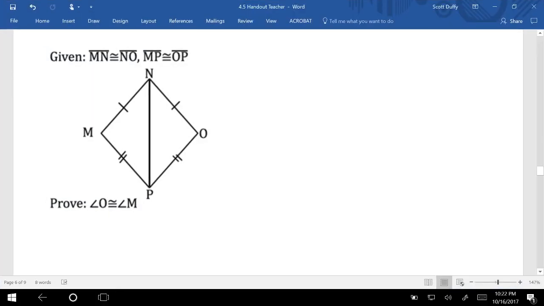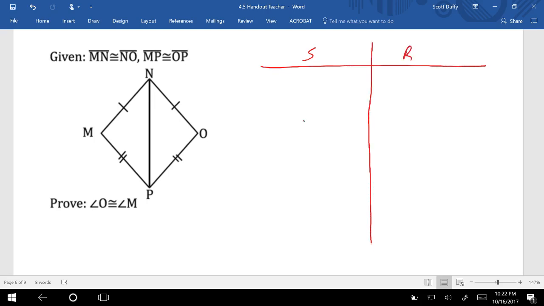Moving on to the page with our proofs. What I am given, so I'm going to say statement, reason. I'll say MN is congruent to NO as given. MN, NO, it's already marked for me, don't have to do it. And then MP is congruent to OP, that's given.